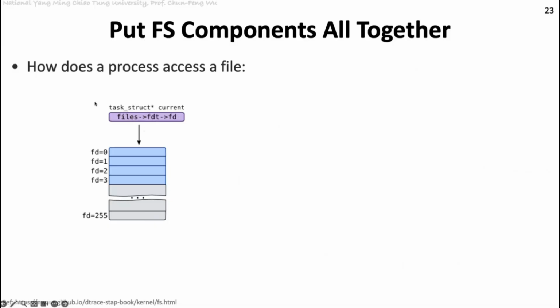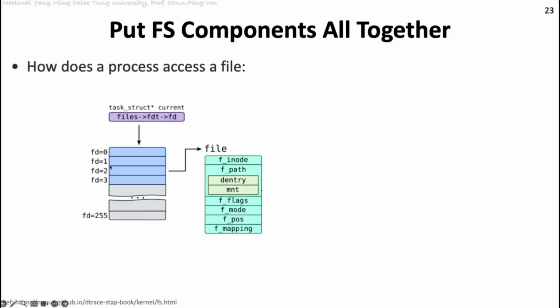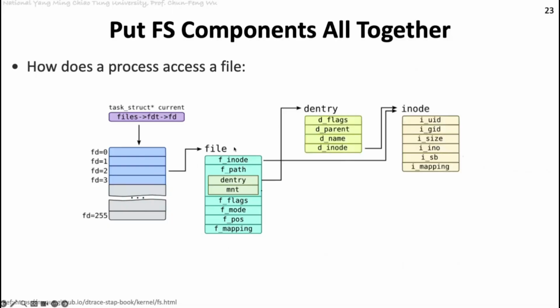So this is a file descriptor table, and any file descriptor will point to a file. So this is the file object. There are several fields here. Inside the file object there are two things: it points to the file inode and also to the D entry. So from the file object, we can get the D entry and the inode. Those are all data structures inside the memory.